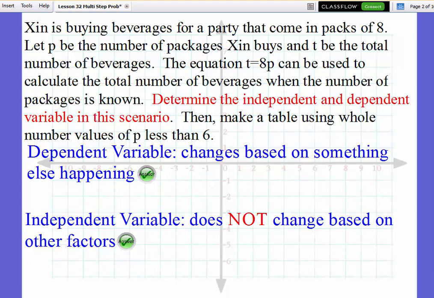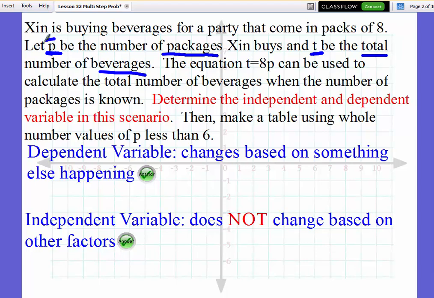So we have a lot of information going on here. The first question is, we have this phrase highlighted in red, determine the independent and dependent variable. Our dependent variable changes based on something else happening. So let's look. We have two things happening here. We have P happening, which is when he purchases packages, and we have T happening, which is our total number of beverages. Well, let's think. What is happening with P and T? Which one changes the other?